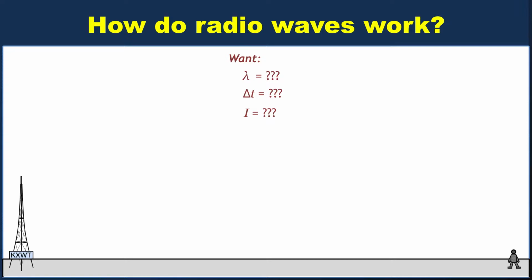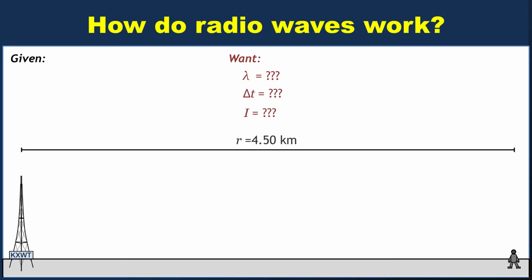To answer these questions, we need a few more details, the first of which is the distance between you and the radio tower. So let's say that that distance is 4.50 kilometers, obviously not to scale. The nice thing is that's a far enough distance that it doesn't really matter whether we're measuring from the top or the bottom of the radio tower. We'll also need to know the frequency at which this radio station operates. Let's imagine that it's 105.5 on your FM dial. Well, that means that its frequency is 105.5 megahertz. We'll also need to know the total amount of power coming off of this radio tower. Let's say that that's 75 kilowatts.